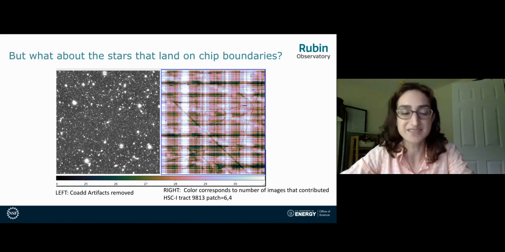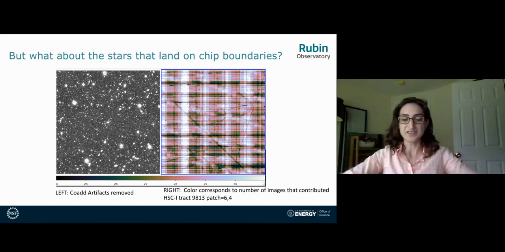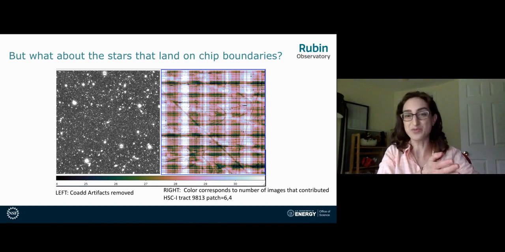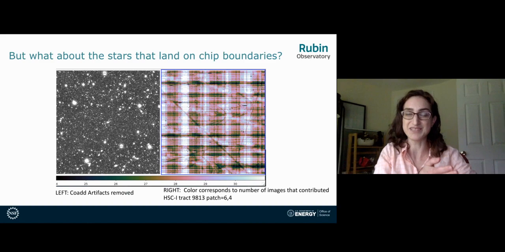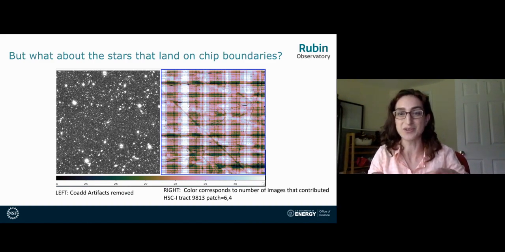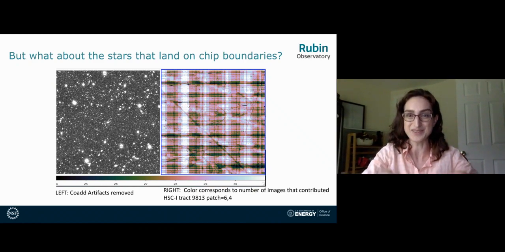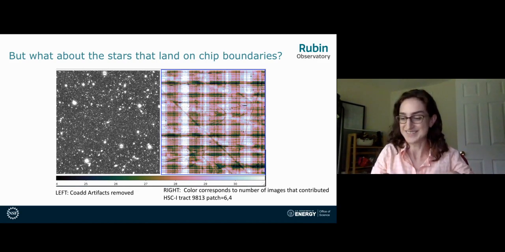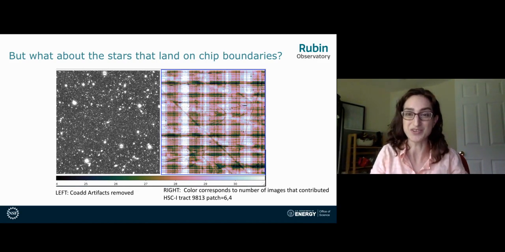So imagine that you have a star that falls on one of these chip gaps, where half of the star has had, for example, 10 visits contributing, and the other half of the star has 11 visits contributing. The PSF on one half of the star is different than the PSF of the other half of the star, which makes this very difficult to measure.